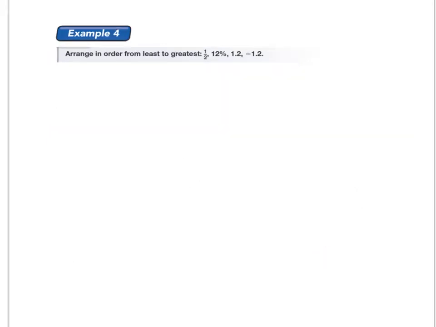On example 4, we want to arrange in order from least to greatest. This problem is different than the other ones we've done because I've got a fraction and a percentage and 2 decimals. So the first thing I should do is convert them all to the same form. I'm just going to rewrite each one. Here's 1/2, here's 12%, here's 1.2, 0.2, and negative 1.2. Two of them are already decimals, and typically when we involve decimals and percents and fractions, the easiest form to go to is decimals. So I'm going to convert each one of these into a decimal.